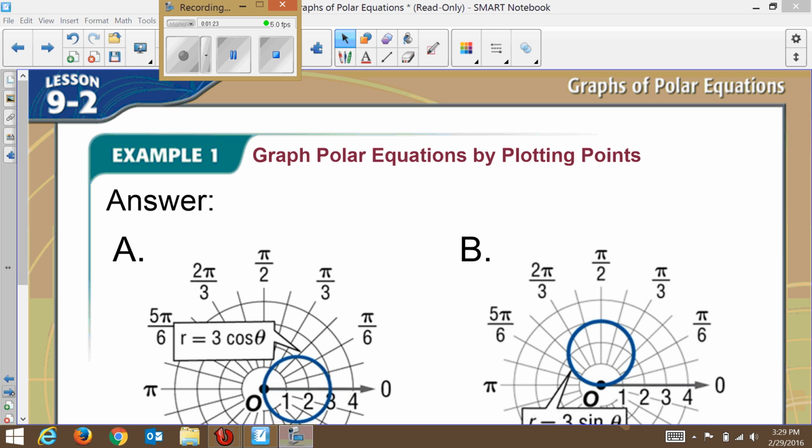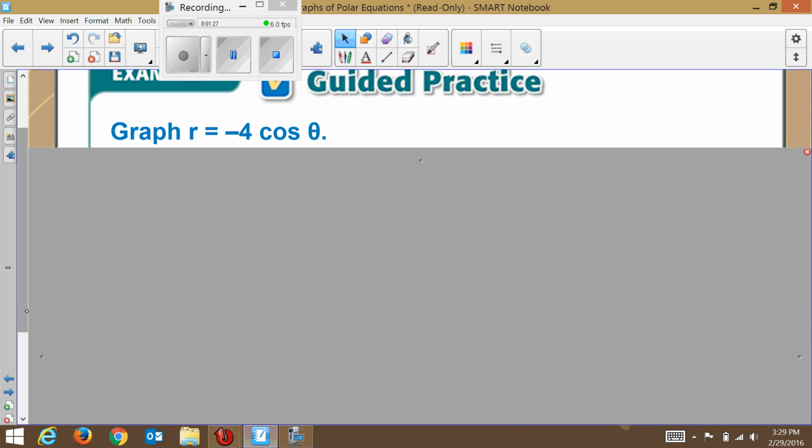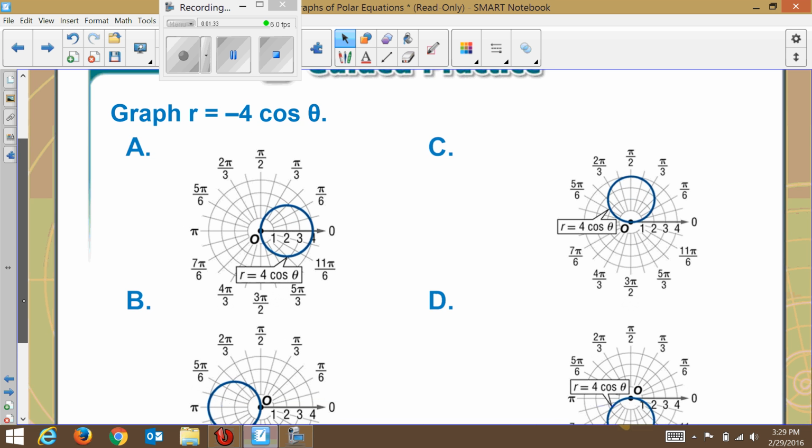Now I got one for you to try. I want you to try to graph r equals -4 cosine and see what you come up with. You can pause the video and then choose the correct answer here.